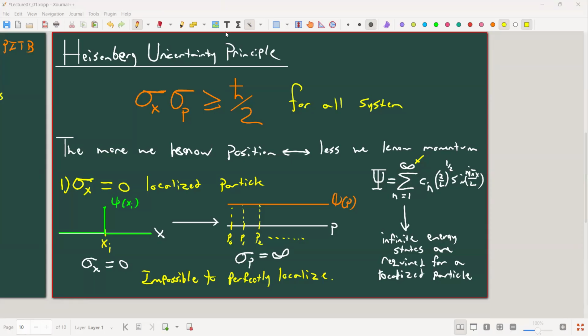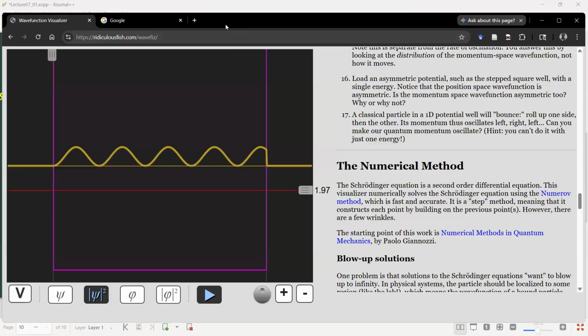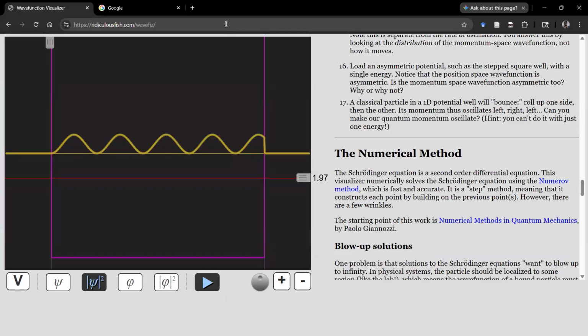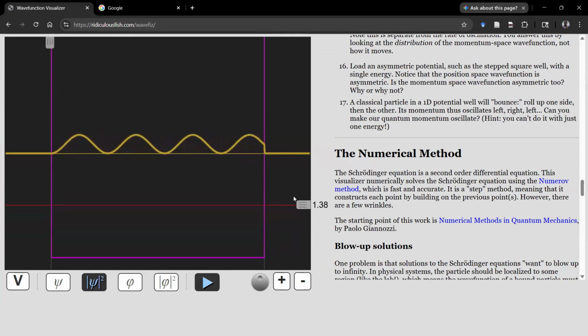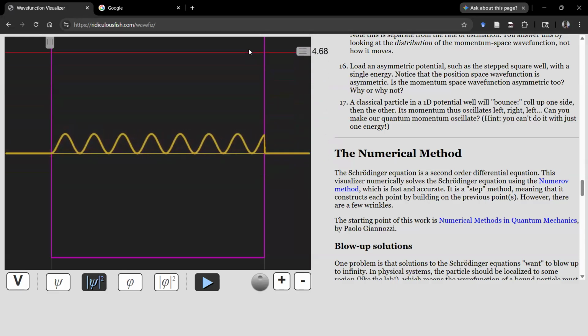So what I have here is an infinite square well, our infinite box, and I can set the energy of my system with this line here. What you're plotting here, as you can see, is psi squared. If I bring the energy all the way down, you can see that as the energy increases in the box, my wavelength decreases, my frequency increases. And so as I increase the energy, I get more and more fringes.